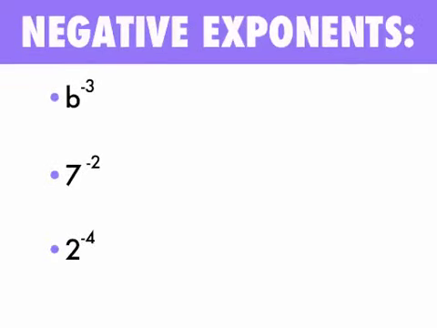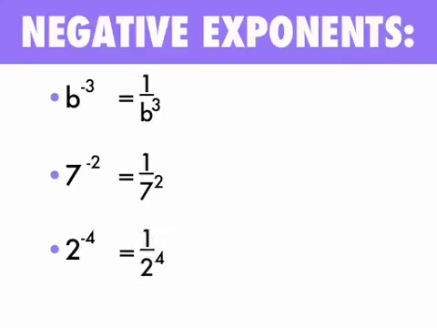When you have negative exponents, and again, I'm not going to spend a ton of time on this because I kind of already went over it, but to write a negative exponent as a positive exponent, you have to put it under 1. So b to the negative third is the same as 1 over b to the positive third. 7 to the negative second is the same as 1 over 7 squared. And then 2 to the negative fourth is the same as 1 over 2 to the positive fourth.